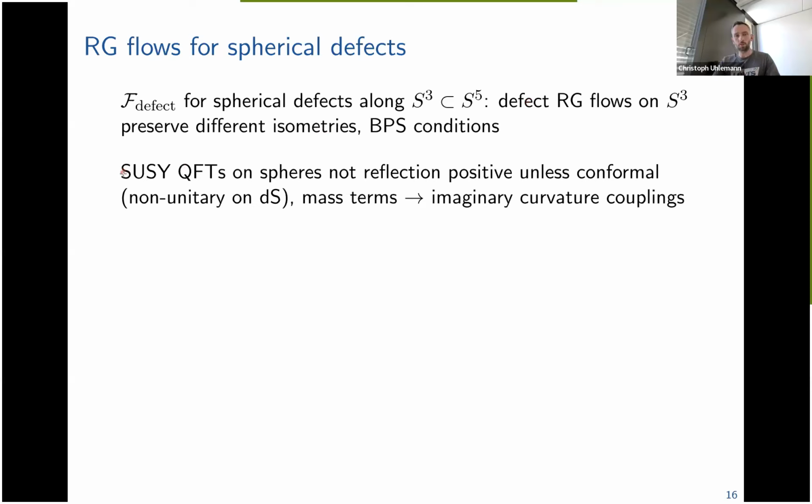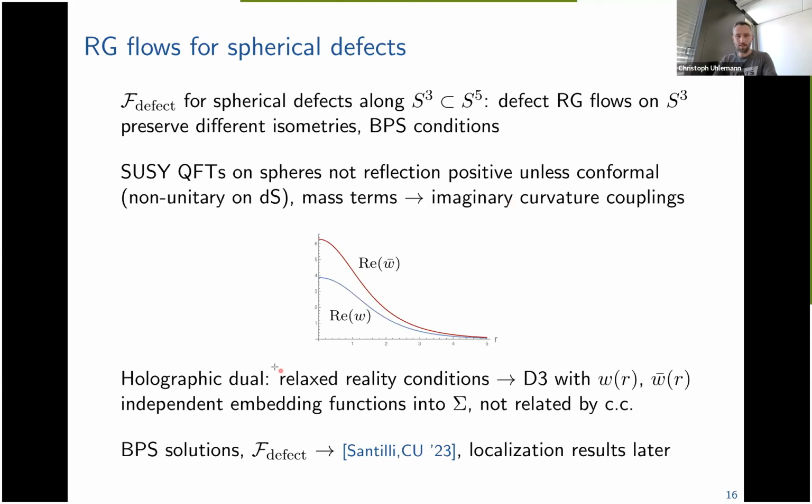And there is an additional subtlety, which is that generally speaking, SUSY QFTs on spheres are not reflection positive when they're not conformal. They would be non-unitary if we were to analytically continue them to de Sitter space. And in very practical terms, it means if we turn on mass terms, they come along with curvature couplings required to preserve supersymmetry and also have imaginary coefficients. So somehow reflection positivity is down the drain, and the holographic dual needs to know about this. In our case, we only have a mass deformation associated with the D3 brane. So somehow the D3 brane has to know about this imaginary curvature coupling. And this is reflected in relaxed regularity conditions.